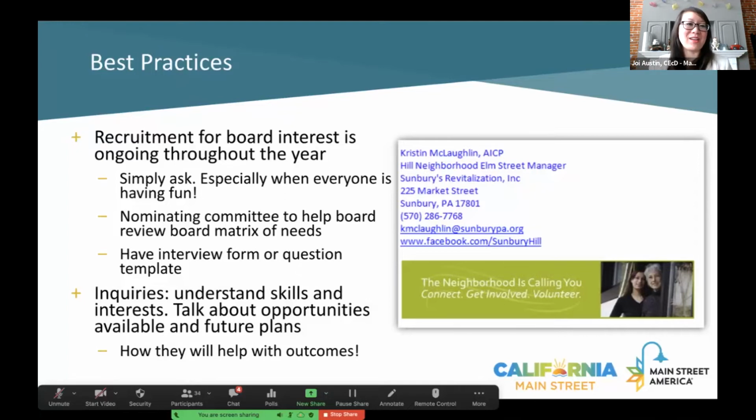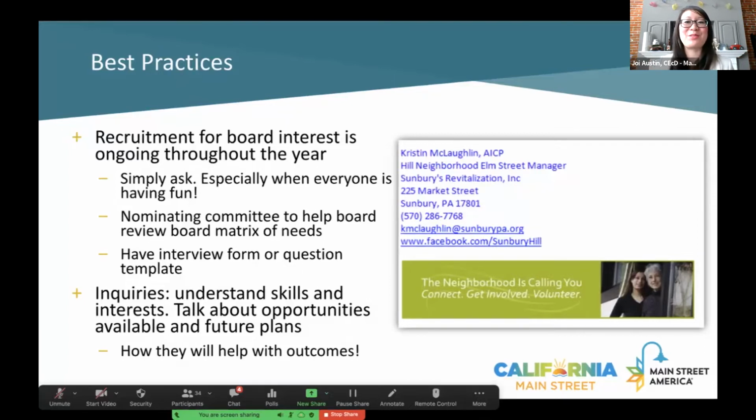Make sure you have a nominating committee to help the board review that matrix of needs on an annual basis, considering your strategic planning and how you're aligning the people with where you want to be. Have an interview form or a question template, so that everyone is on the same page as to the questions they ask when recruiting. Sometimes this also helps so that you don't have rogue board members recruiting in a way that might not align with the goals that you have.